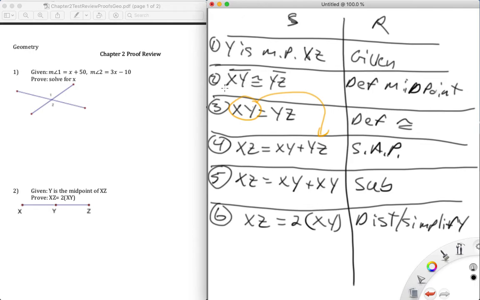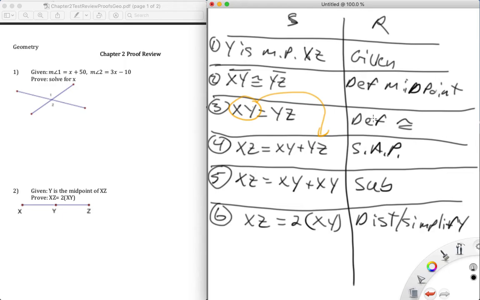And so y is the midpoint of xz because it's given to me, and since y is the midpoint, I know that xy is congruent to yz due to the definition of midpoint. And if they're congruent, then they're equal. So xy is equal to yz. Definition of congruency. Because of the segment addition postulate, I can say that the bigger segment, xz, is made up by adding the two smaller segments, xy and yz. So xz is equal to xy plus yz.